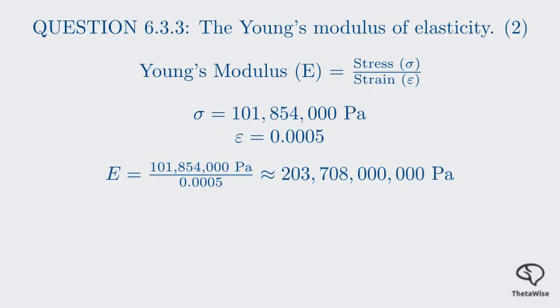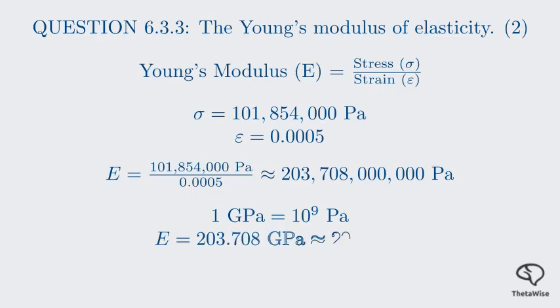Let's compare. A gigapascal, or GPa, is 10 to the power of 9 pascals. So our answer of 203.708 GPa rounds up to 204 GPa. The slight difference is due to the memo rounding the stress value first. This confirms our calculation is correct and consistent with the provided answer.